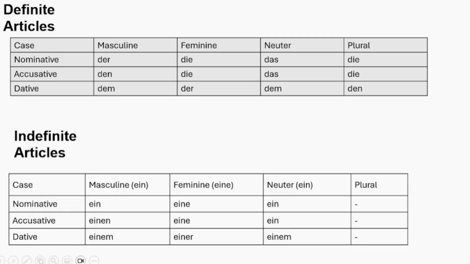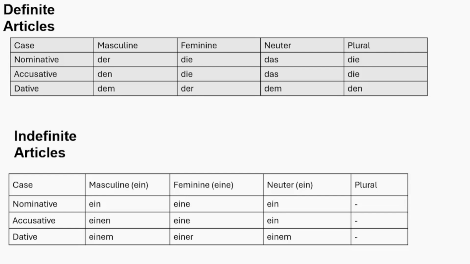So this is a table. In German, definite articles are called bestimmte Artikel. In case of masculine in nominative, the article is der. It becomes den in accusative, followed by dem in dative. In case of nominative feminine in definite articles, you can see in column number three, the article die remains the same in accusative, followed by der in dative in feminine.